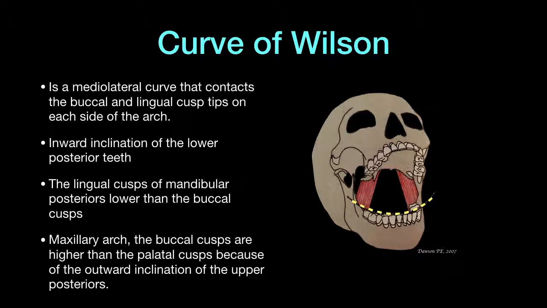Curve of Wilson is a mediolateral curve that contacts the buccal and lingual cusp tips on each side of the arch. It forms a curve due to the inward inclination of the lower posterior teeth, and the lingual cusps of mandibular posteriors are lower than the buccal cusps. For the maxillary arch, the buccal cusps are higher than the palatal cusps because of the outward inclination of the upper posteriors.